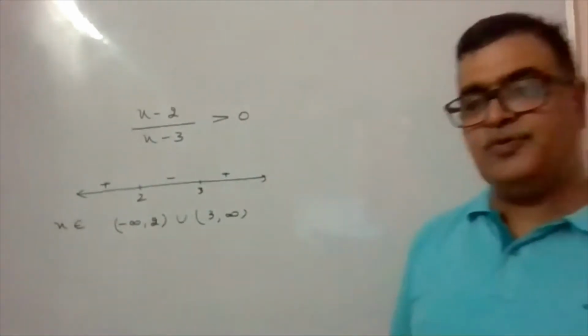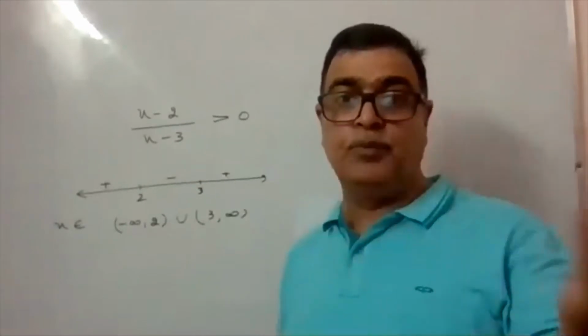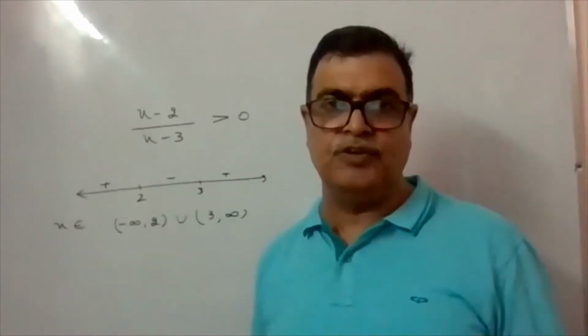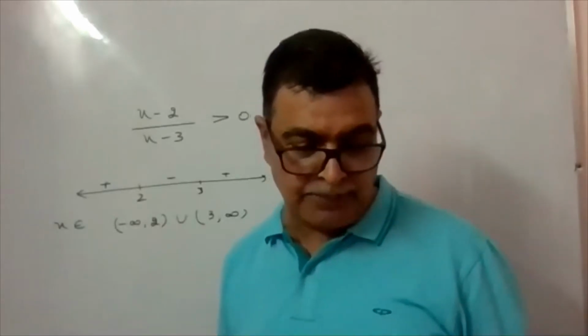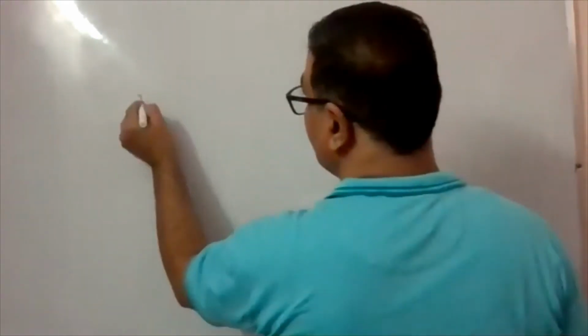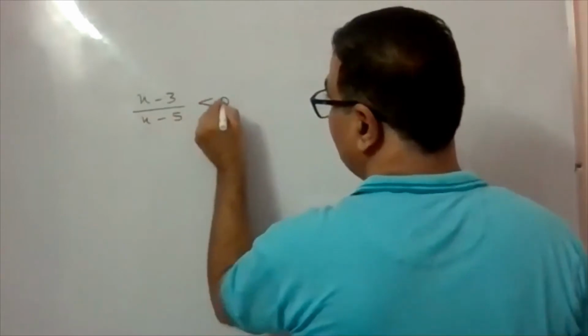So this is the best way I told you. Otherwise, if you take both plus, both minus, there will be cases you are making and the chances of mistake will be more. Now one more question you try please: (x minus 3)/(x minus 5) less than 0.